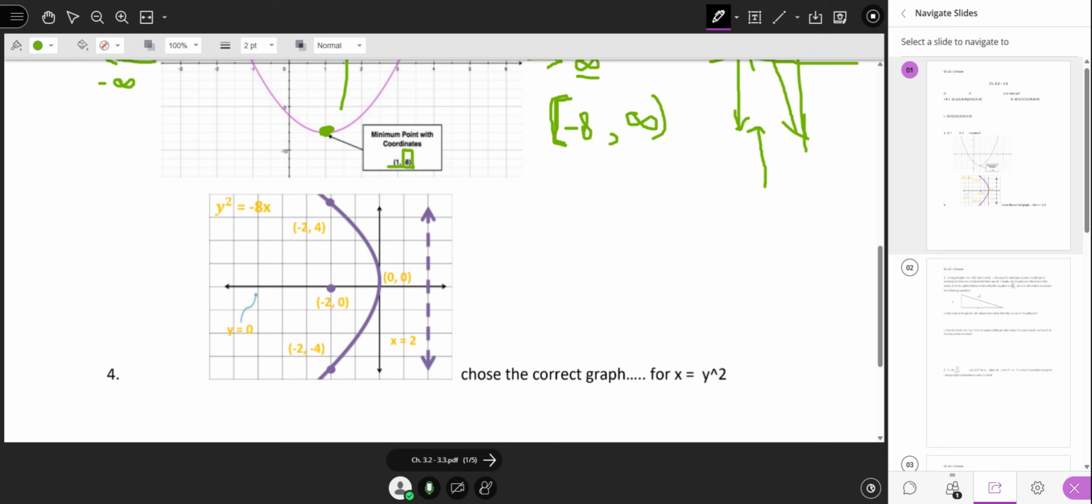All right, so choose the correct graph for x equals y squared. On that one, make sure to use Desmos. A lot of people get this wrong because they're looking at y equals x squared and not x equals y squared. So make sure to type that into Desmos.